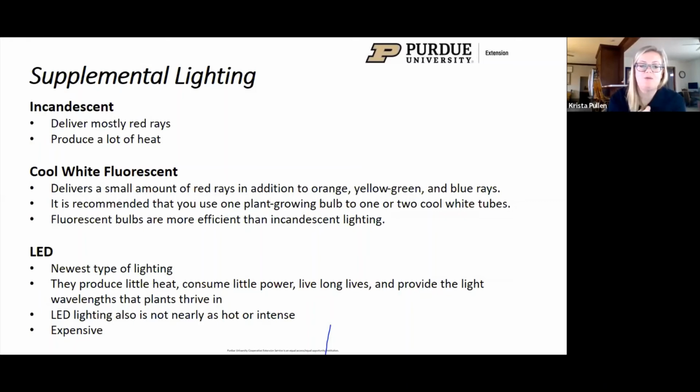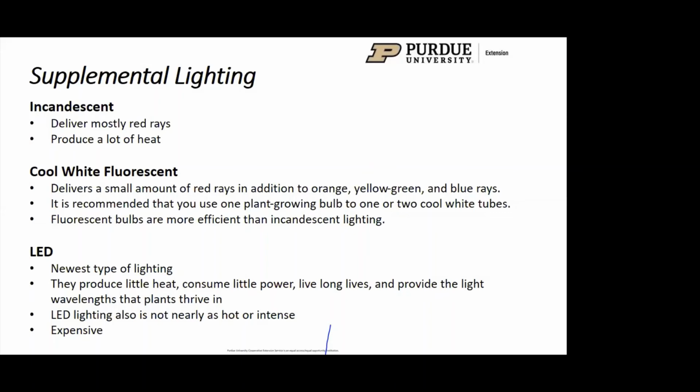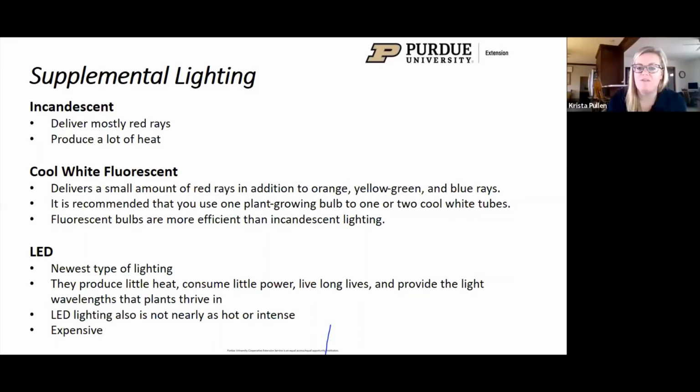The last type of light I want to talk about is the LED light, which is the newest to the market. Those LED plant grow lights have been researched by NASA for over a decade now, and they've been out in stores for quite a while. They produce little heat, consume very little power, and have a long lifespan. They produce the light wavelengths that plants thrive in. In many studies, many plants did better and grew taller in less time using the LED lights.